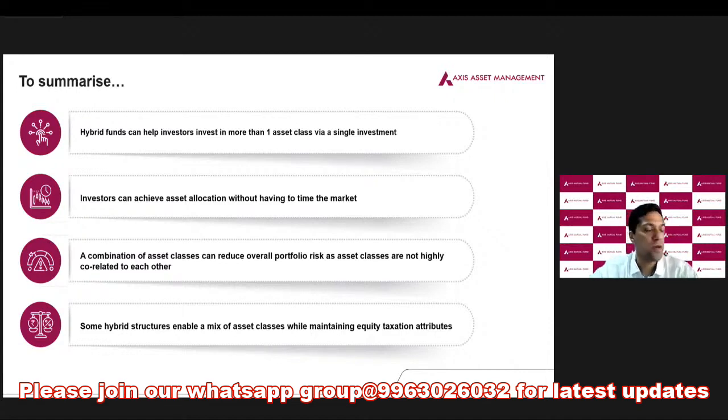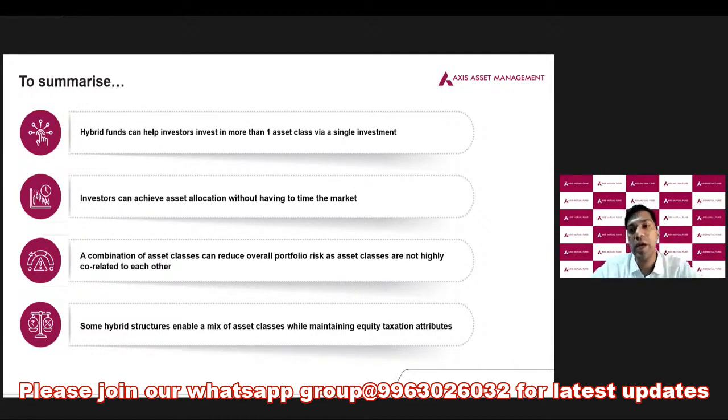One recurring question, which has come in different formats, relates to the age profile of the investor. I've got a question on whether hybrids are suitable for investors above 60. There's another question on whether they are suitable for young investors or for investors that have a long horizon, and what should be the ideal holding period.